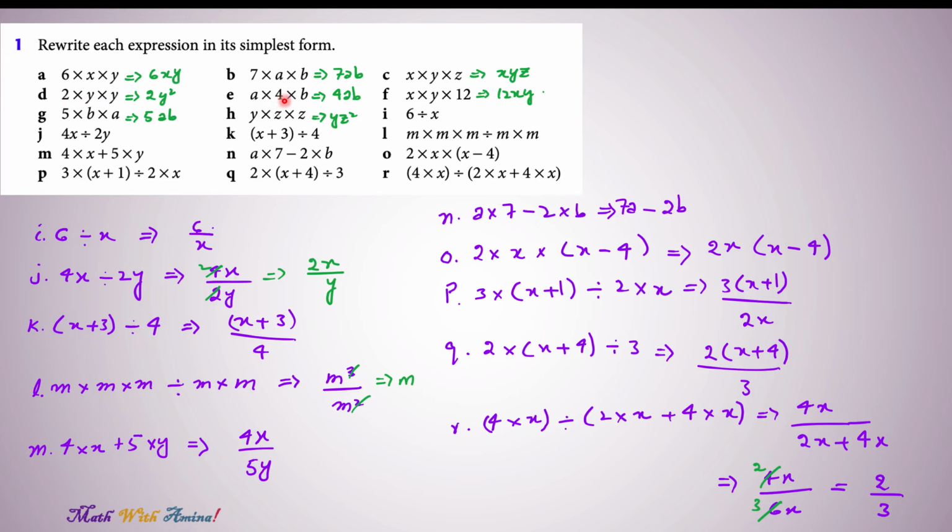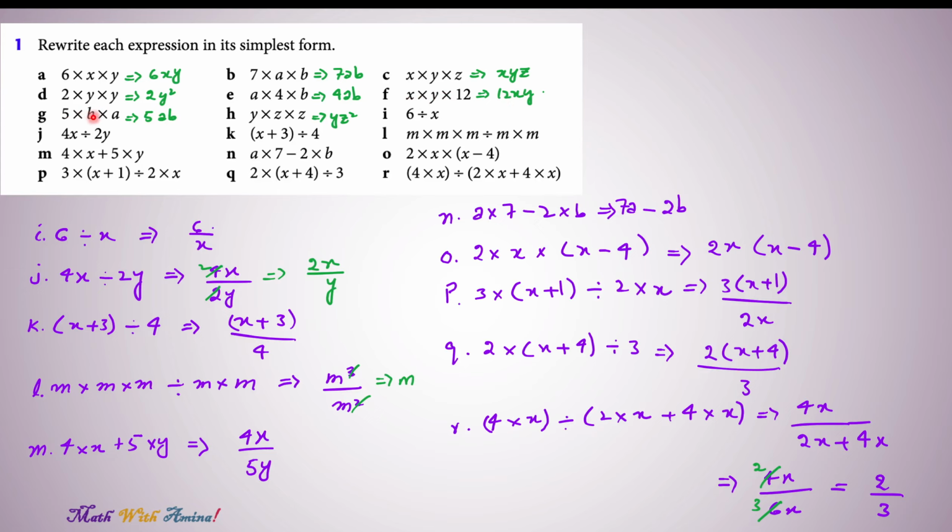a multiplied by 4 multiplied by b, so removing the multiplication sign and writing it in alphabetical order, I must say. First we will write the coefficient, then a, and then b, so it will become 4ab. x multiplied by y multiplied by 12, so 12 being the coefficient, it will be written first, and then x multiplied by y, the multiplication signs will be removed, then it will become 12xy.